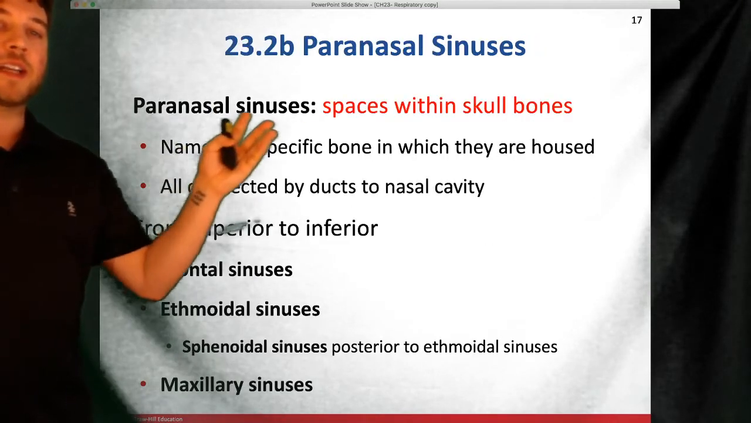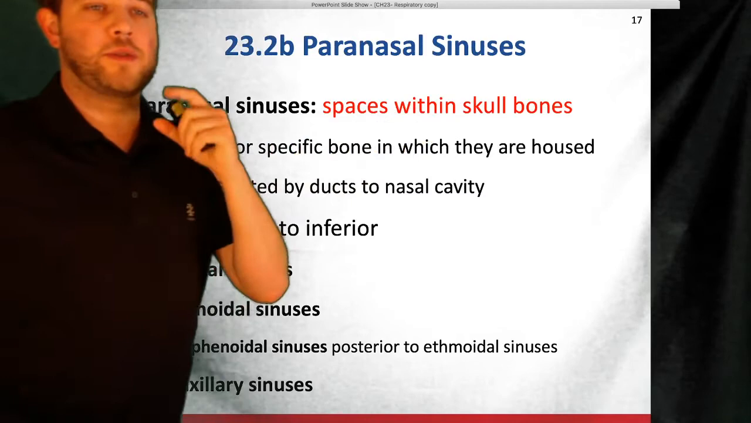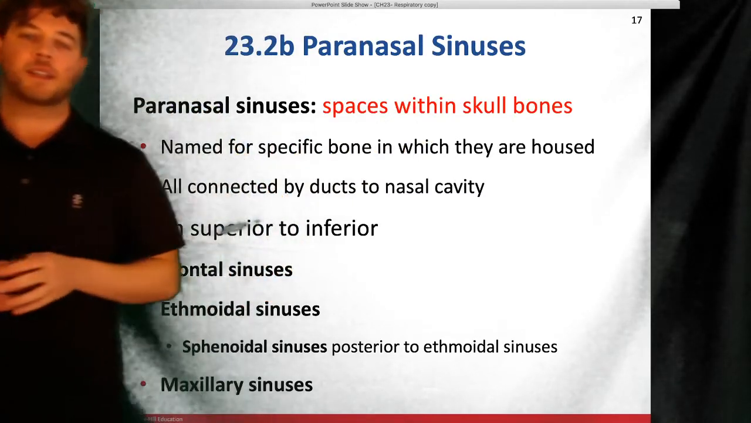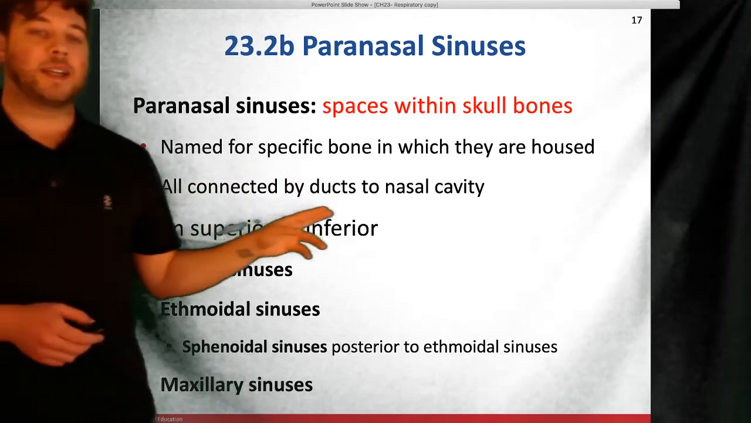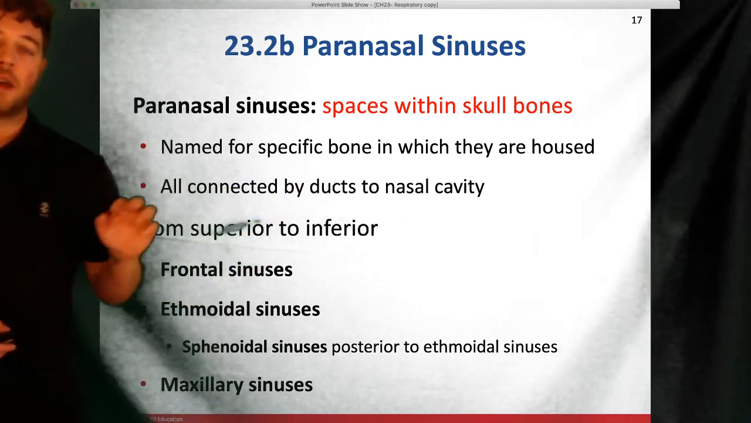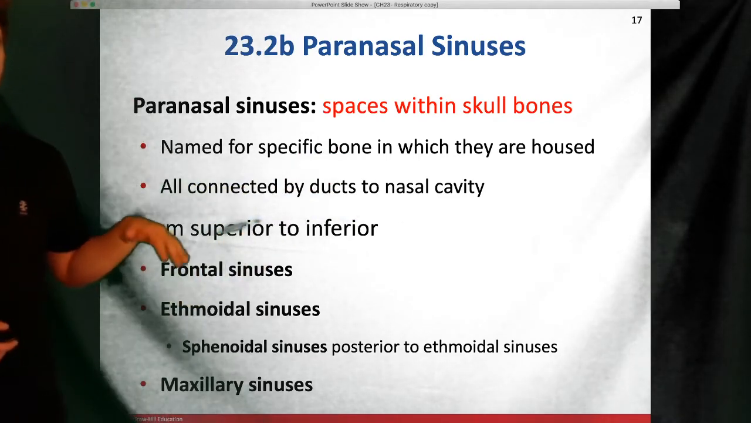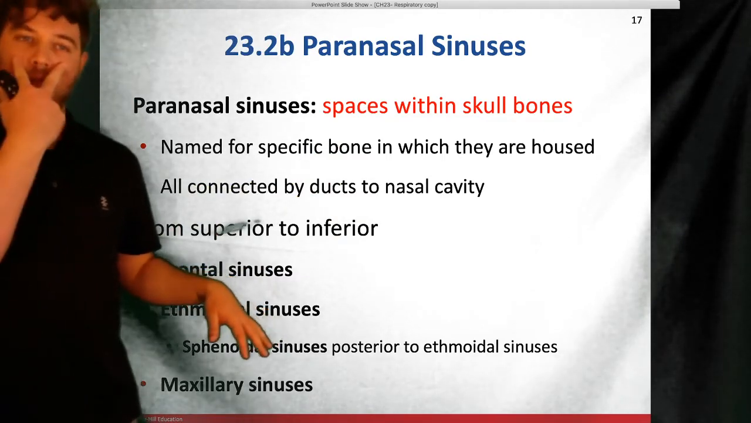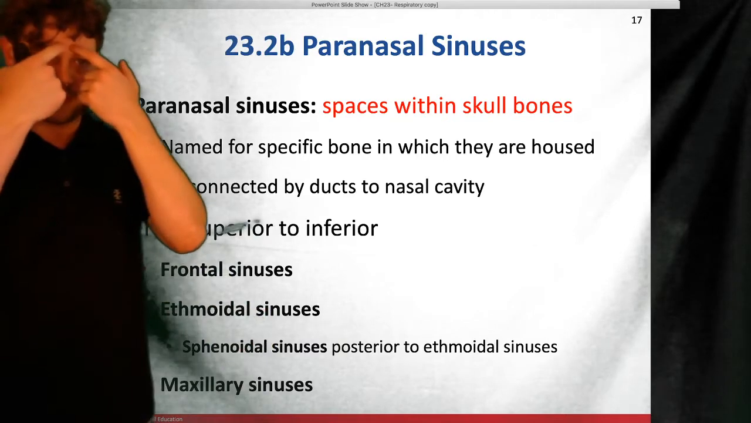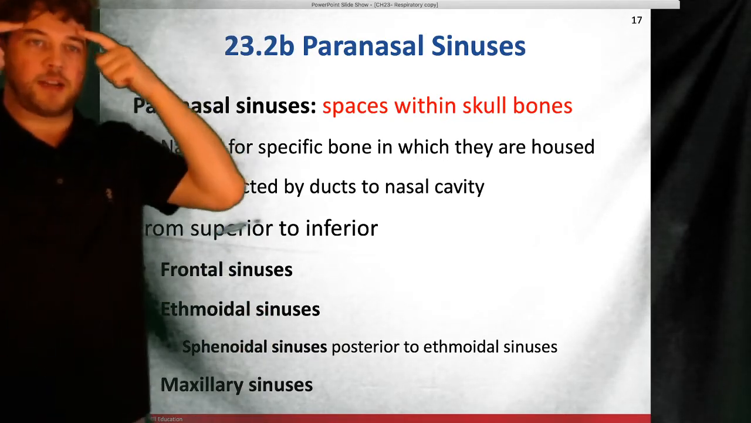Okay, the paranasal sinuses. These are spaces within the skull bones. The sinuses is just a hole, it's just a space. They're each named for the specific bone in which they're housed, all connected by ducts to the nasal cavity. From superior to inferior, you have your frontal, ethmoidal. The sphenoidal are behind your ethmoidal, and then you have your maxilla.